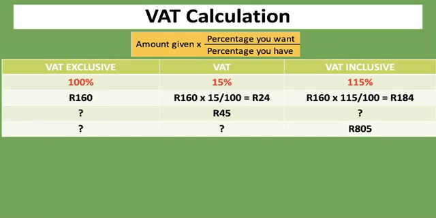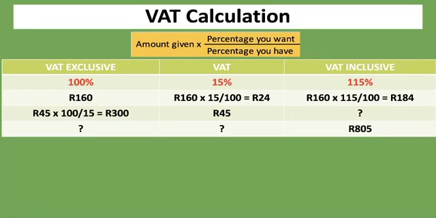We have the VAT amount of 45 Rand, and we know that VAT is 15%, and we have to calculate the VAT exclusive and the VAT inclusive. So firstly, VAT exclusive. Well, we are given 45 Rand, so we'll take 45 Rand multiplied by the percentage that we want. Well, we want 100% VAT exclusive, and we divide that by the percentage that we have, which is the 15% for VAT, and it gives us an amount of 300 Rand.